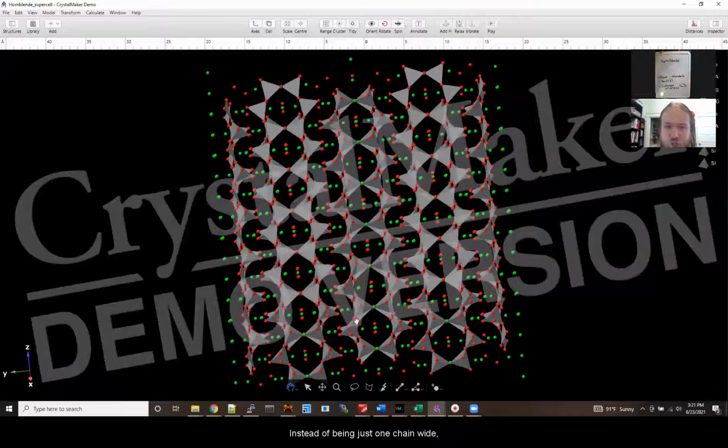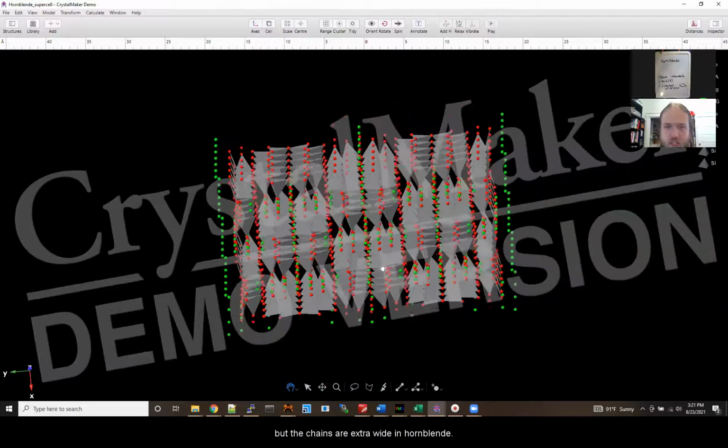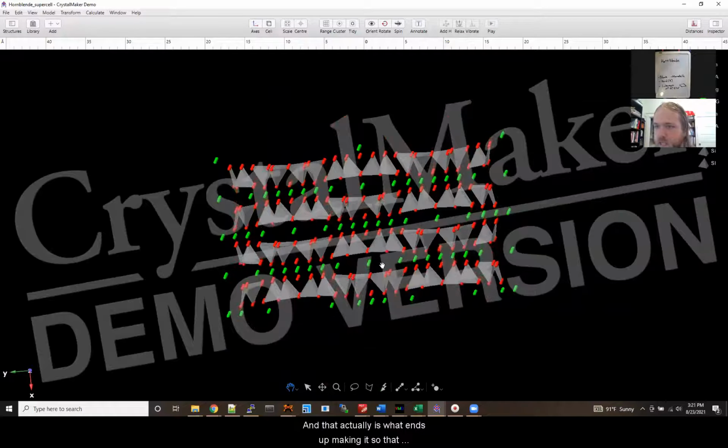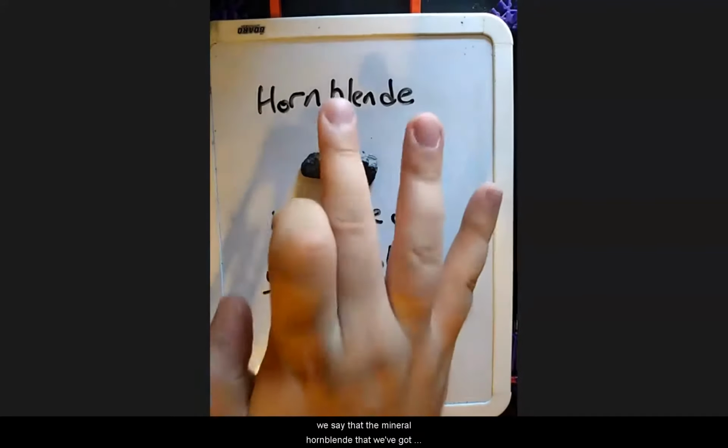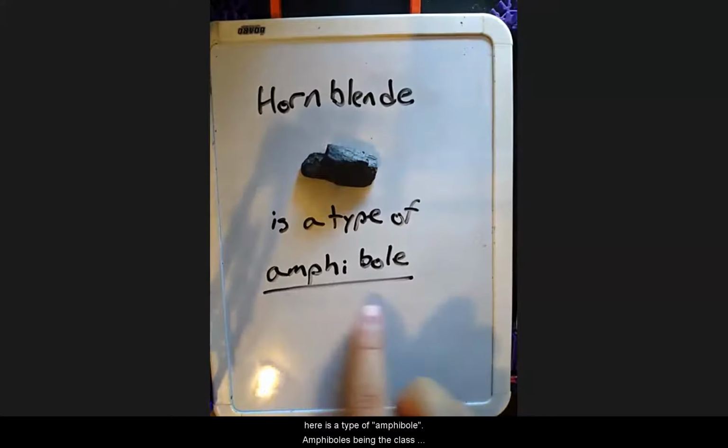So instead of being just one chain wide, where it's one tetrahedron wide in each direction, you can imagine taking each one of those single chains and connecting it to another chain alongside it. So we call it a double chain silicate because of that. Similar to augite, but the chains are extra wide in hornblende, and that actually is what ends up making it so that those cleavage planes meet at 60 and 120 degrees. So much like augite was a type of pyroxene, we say that the mineral hornblende that we've got here is a type of amphibole. Amphiboles being the class of silicate minerals that have those double wide chains in it.